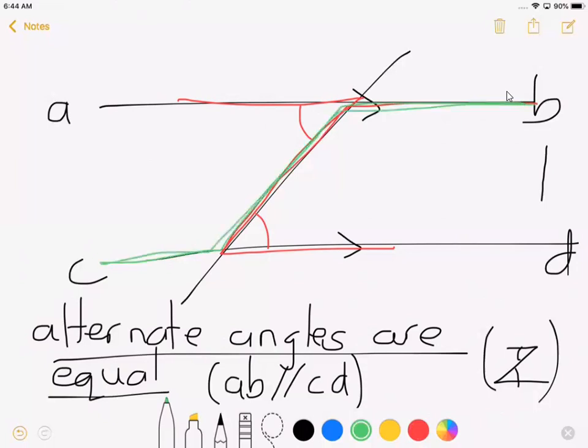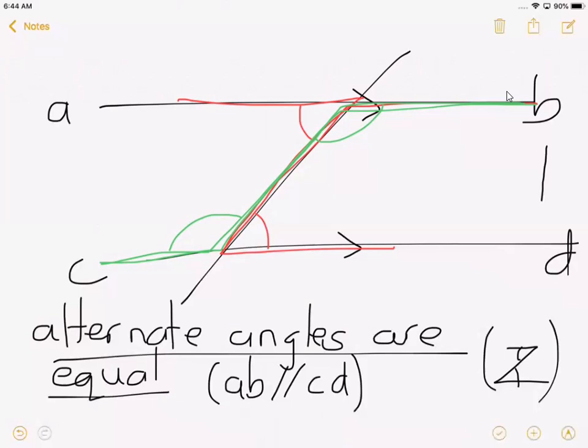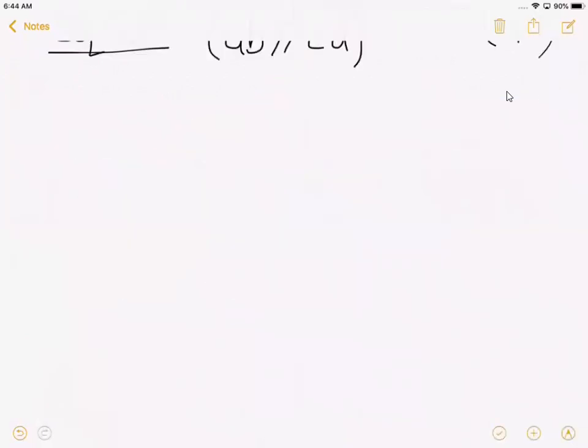That angle and that angle, they are equal because they are alternate angles. So alternate angles are equal, but only if they are what? They are parallel lines. In this case, you can see AB is parallel to what? To CD. Then after AB is parallel to CD, you draw the alternate angles, which are called the Z angles. In this case, the Z angles are equal, but only if they are parallel lines.